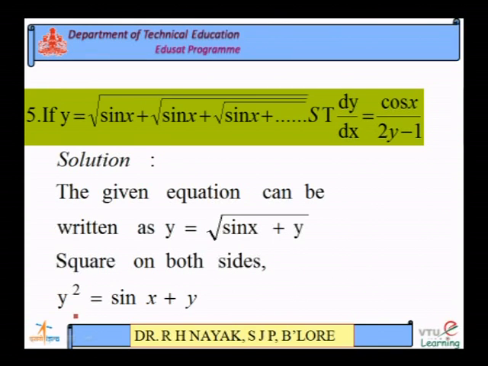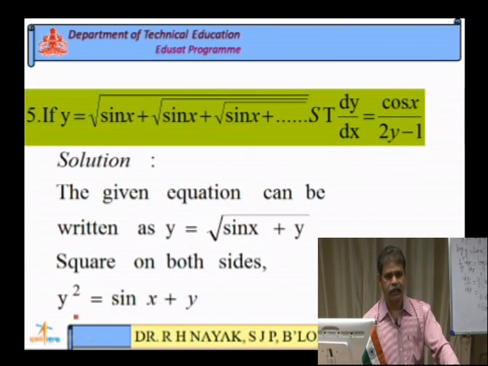Next, this is an important problem. You take y is equal to root of sin x plus root of sin x plus root of sin x plus root of sin x, and so on. We have to show that dy by dx is equal to cos x divided by 2y minus 1. So, the given equation is taken as what? y is equal to root of sin x plus y. How will it become plus y?